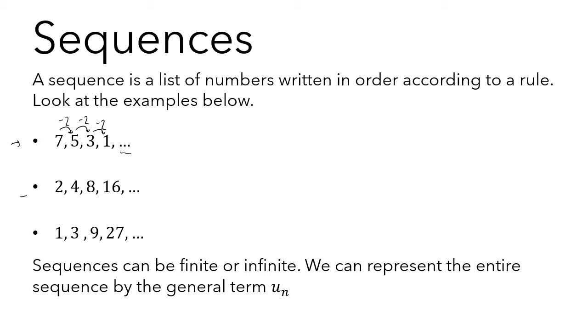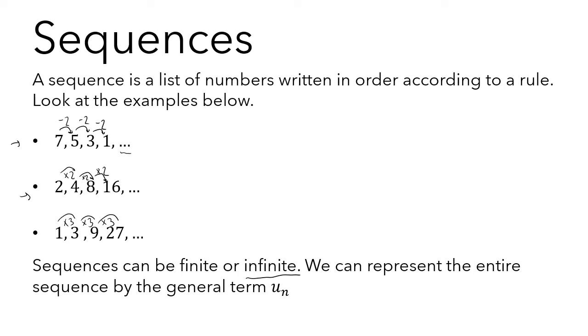That's the rule. On this next one, we've got 2, 4, 8, 16. So each time we're multiplying by 2. And the last one goes from 1, 3, 9, 27. This one is also multiplying, but this time by 3. So sequences can be finite, meaning they stop, or they can be infinite, meaning they go on forever.